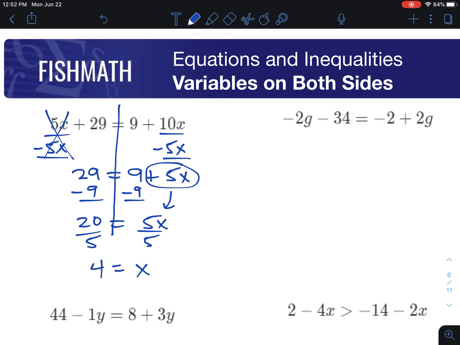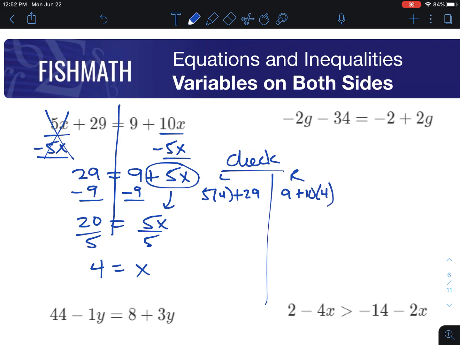4 is x. So we just got to move the variables so they're all on one side, and then we get back to a two-step and solve from there. To check this, like you always do, just plug in the number into both sides wherever you see x's, and make sure that both sides are equal. So for the left side, it'd be 5 times 4 plus 29. The right side would be 9 plus 10 times 4.